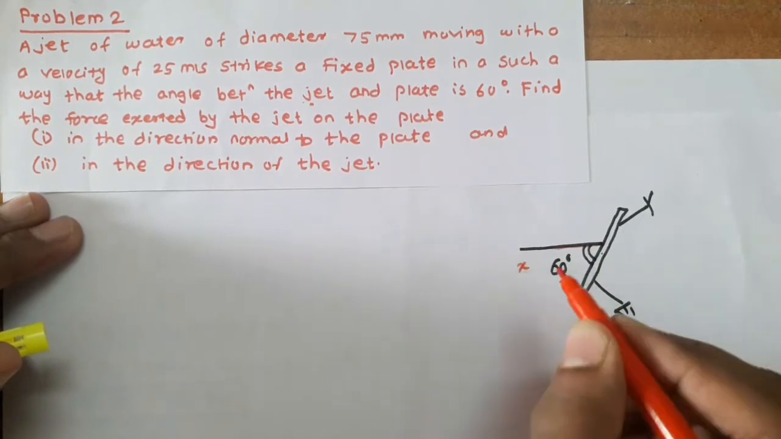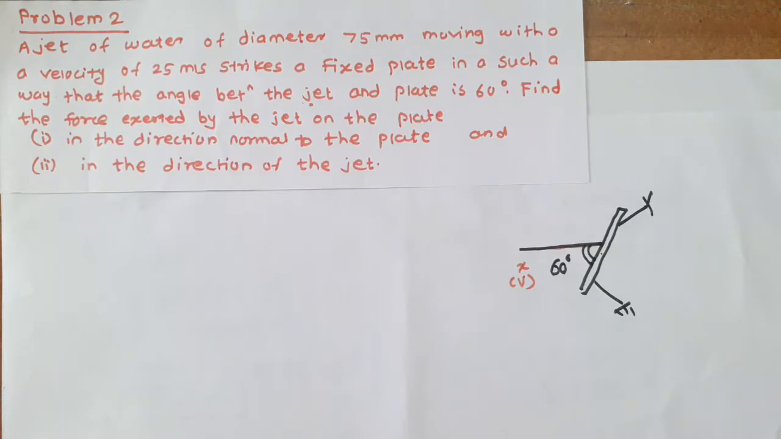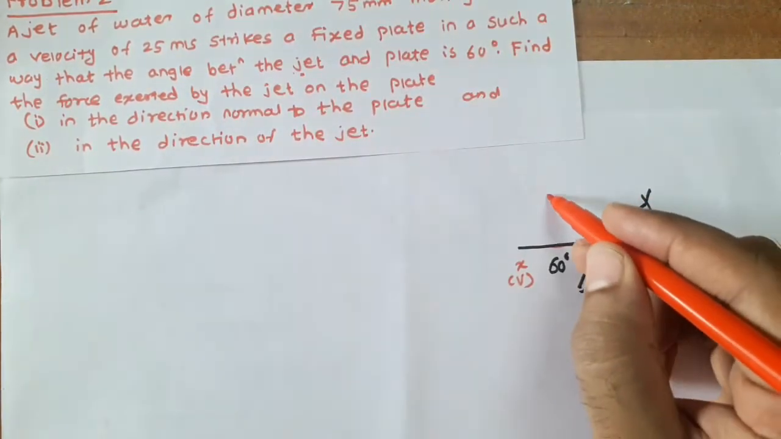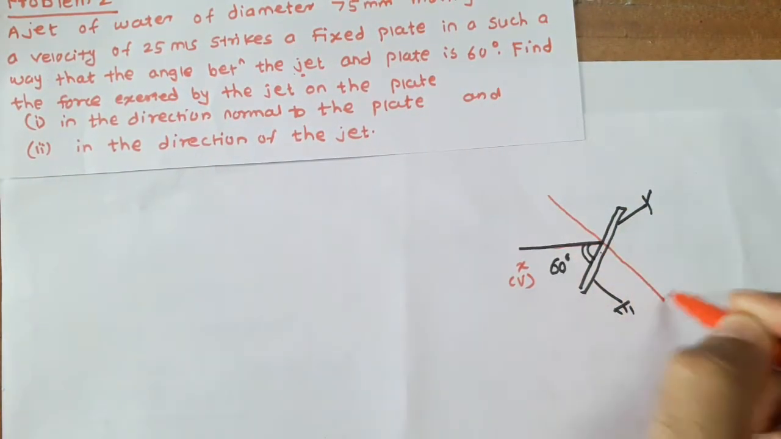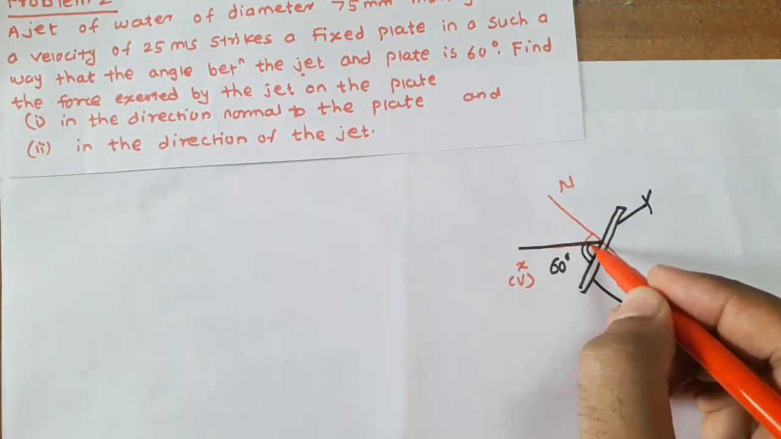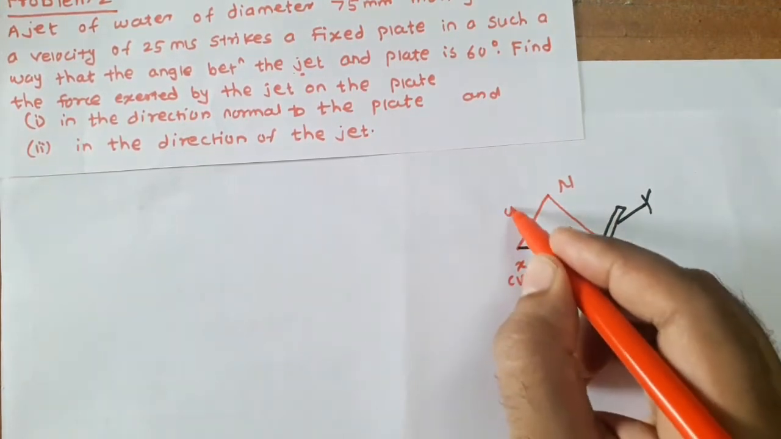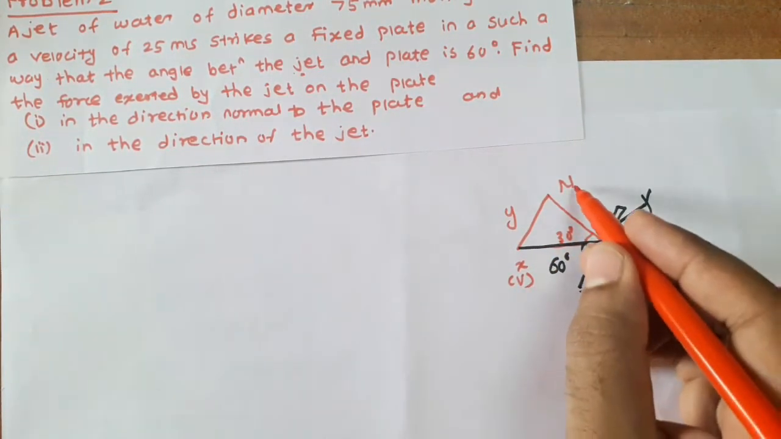Consider this the x direction, and the x direction velocity is v. This is the normal direction. It is perpendicular, so this angle is 90 degrees. So 90 minus 60 is 30 degrees, and that is the y direction. This is x and this is the normal direction.